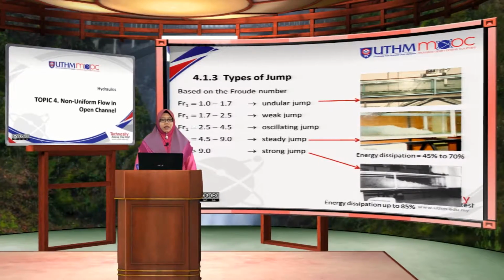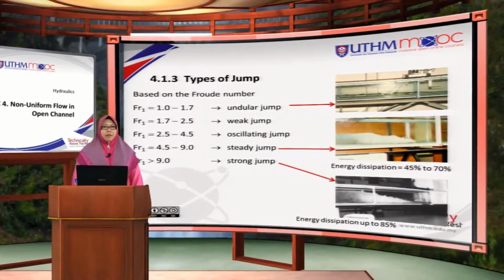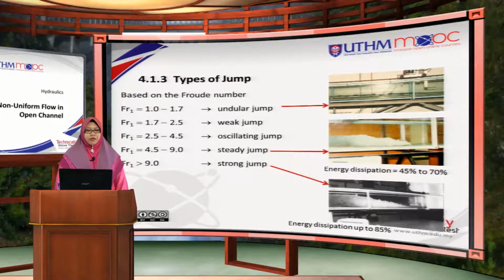Okay, there are types of jump based on the Froude number. If the Froude number is between 1 and 1.7, there is an undular jump. When the Froude number is 1.7 to 2.5, it is a weak jump. The Froude number 2.5 to 4.5 is an oscillating jump. When the Froude number is 4.5 to 9, it is a steady jump, and more than 9 is a strong jump.